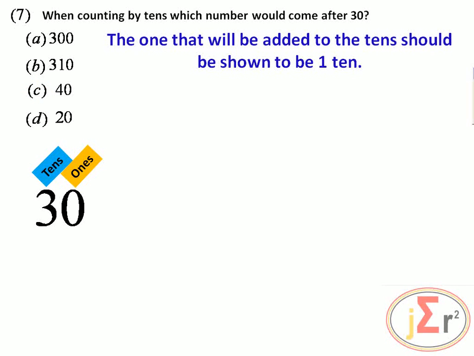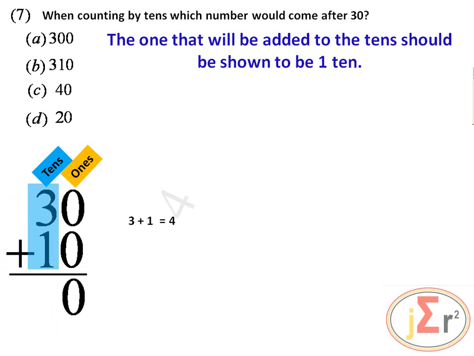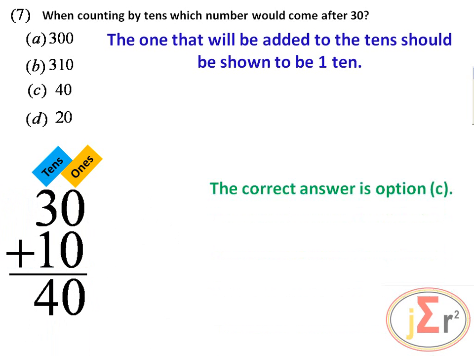The 1 that will be added to the tens should be shown to be 10. And if so be the case, its place value should be included. So it should be shown to be the tens digit. And for it to be the tens digit, the accompanying place holding 0 is necessary. So 0 plus 0 is equal to? 0. 3 plus 1 is equal to? 4. The correct answer is option C.